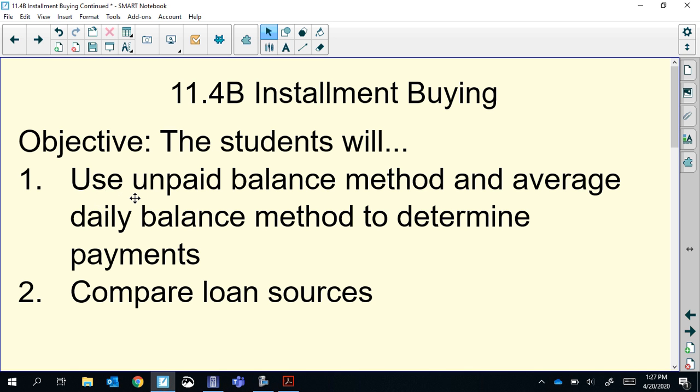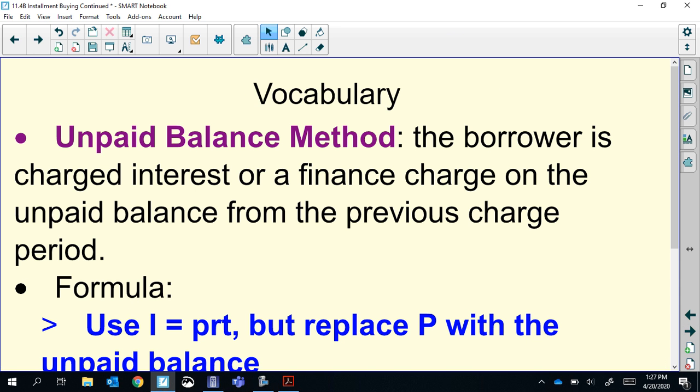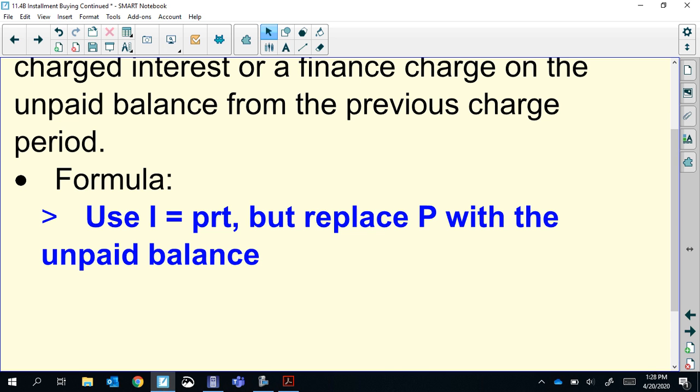So we are going to use unpaid balances and the average daily balance method to determine interest, which is another common way that these are done. And we're also going to be comparing different loans. The unpaid balance method is when the borrower is charged interest or a finance charge on the unpaid balance from the previous charge period. So we'll use that interest equals principal times rate times time, but it just recalculates principal with the unpaid balance.